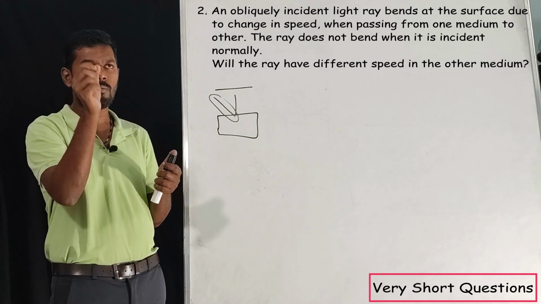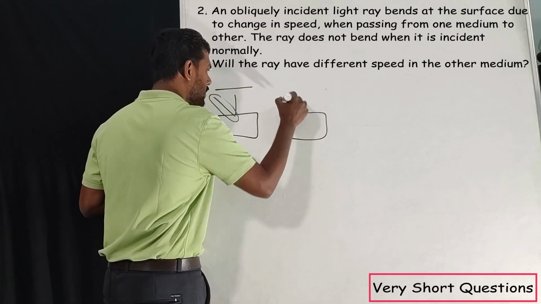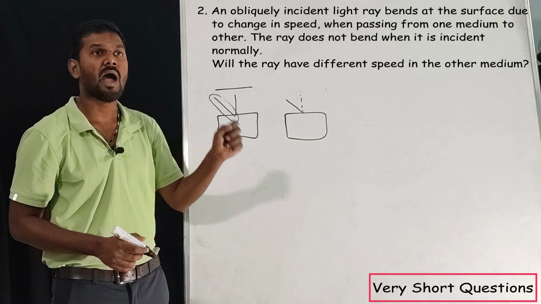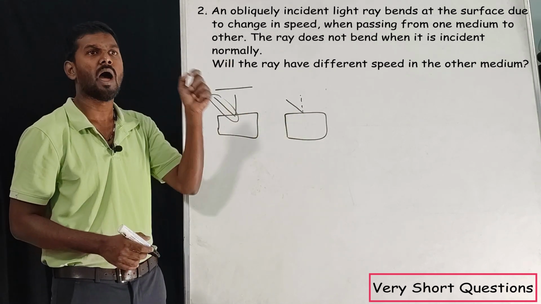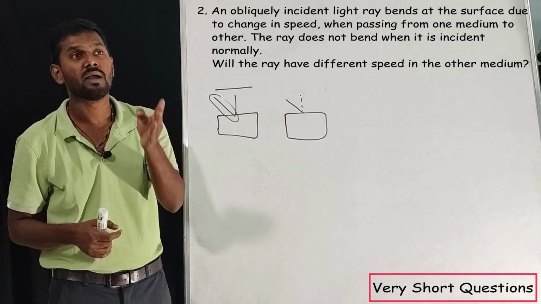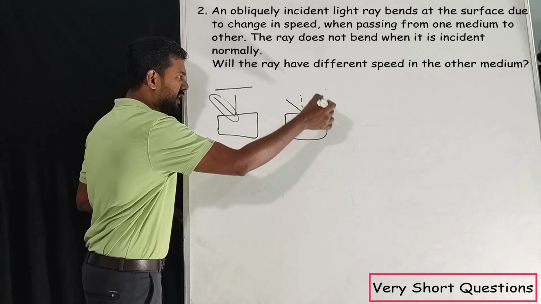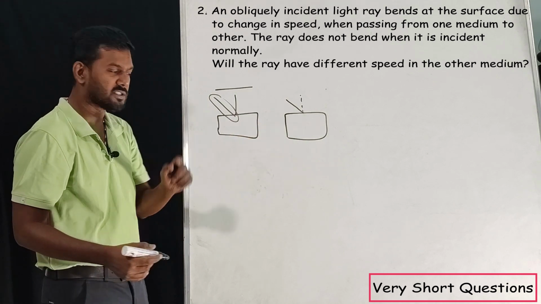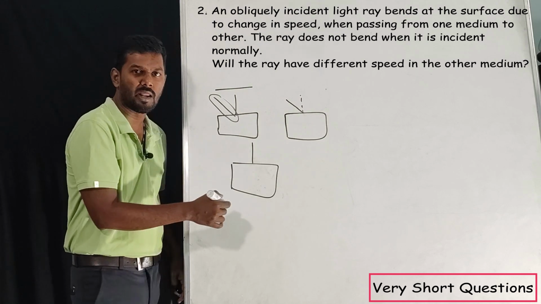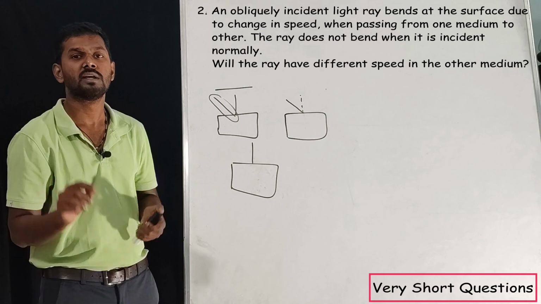So they are telling us that when an oblique incident ray hits the surface, there is a change in the direction of the path. Why? Because there is a change in speed. Now we are going to talk about the second condition: when it is passing from one medium to another, the ray does not bend when it is incident normally. So this is the first case. When it is obliquely incident, the speed will change. But now they are asking, if it is incident normally, on the normal line, will the speed of light change? This is the question.